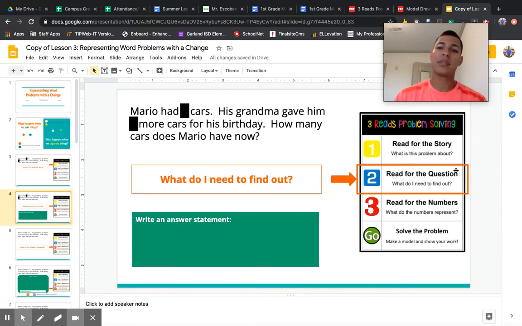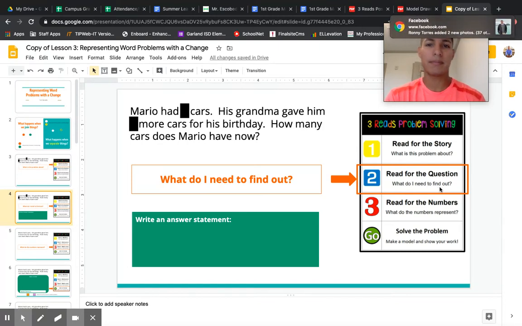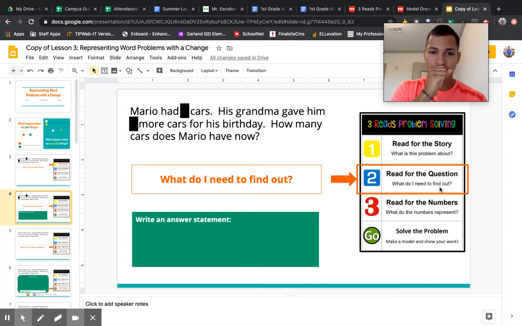Now, step 2 says read for question. What do we need to find out? Mario had blank cars. His grandma gave him blank more cars for his birthday. How many cars does Mario have now? What do we need to find out? It wants us to write an answer statement.